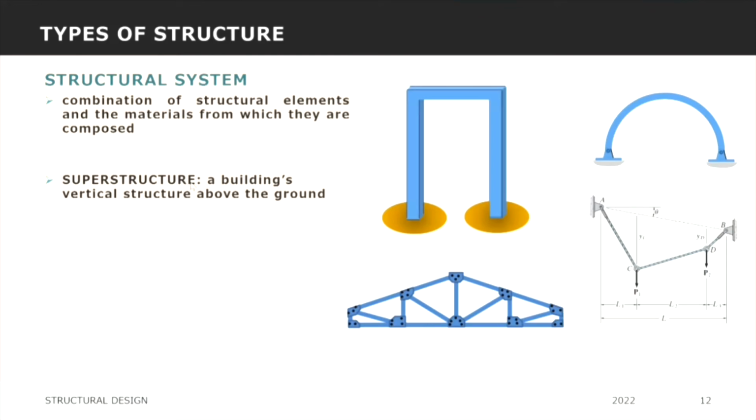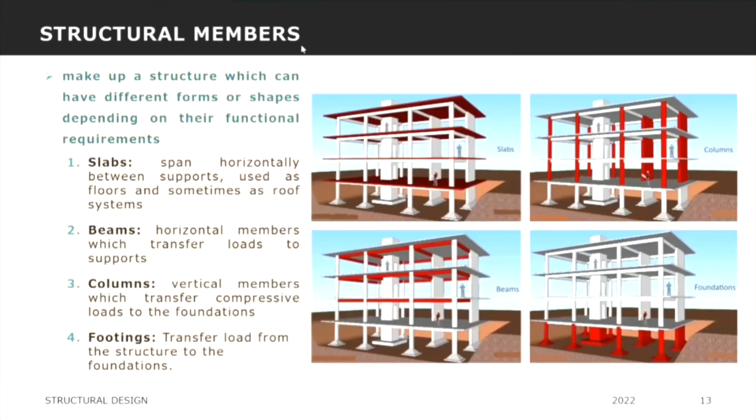Then, next is superstructure. Superstructure is a building's vertical structure above the ground. Pinakasimpleng paliwanag na binigay sa amin dito is ito yung building or parte ng isang building resting above its foundation. And obviously, this superstructure consists of structural members. And ano-ano nga ba yung mga structural members na yon? So, structural members make up a structure which can have different forms or shapes depending on their functional requirements.